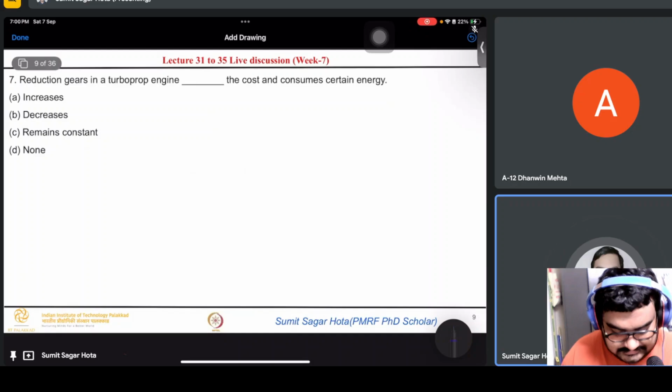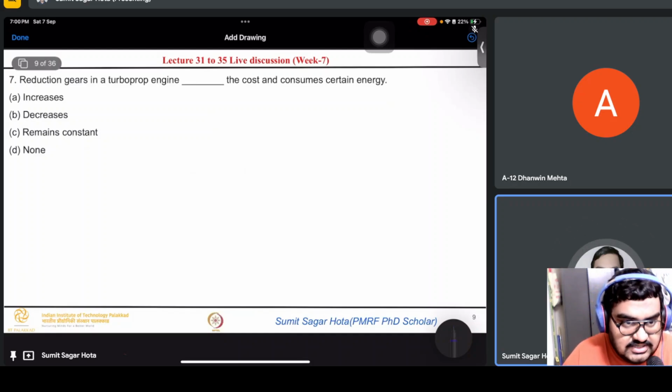Then the next question: the reduction gears in a turboprop engine dash the cost and consume certain energy. Obviously, if there are gear mechanisms, a reduction mechanism, that means more gears are used, and gears are not a very cheap product. Manufacturing gears with a particular number of teeth is actually a costly operation. So there is an extra part, so the cost will obviously be high.